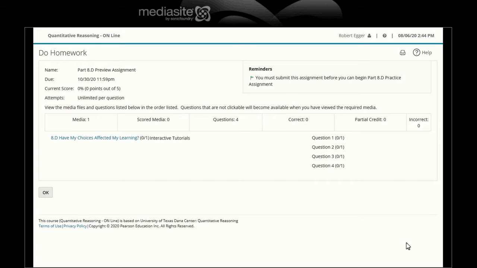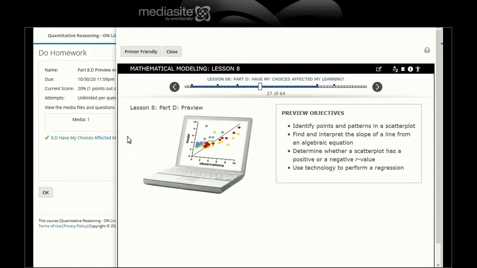We'll be doing the tutorial for 8D. Have my choices affected my learning? To prep for the lesson that's coming up, and then we'll follow up with the questions. No further ado.